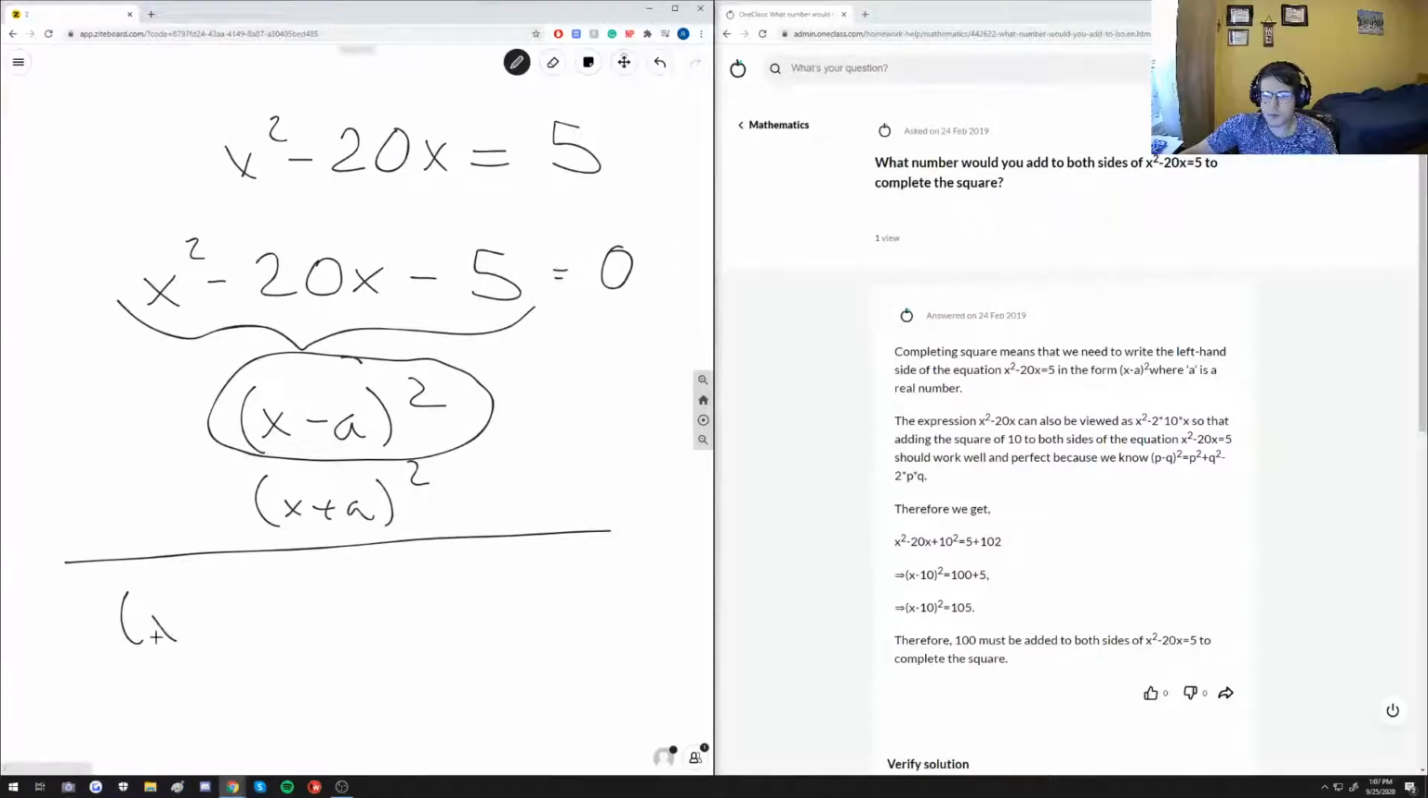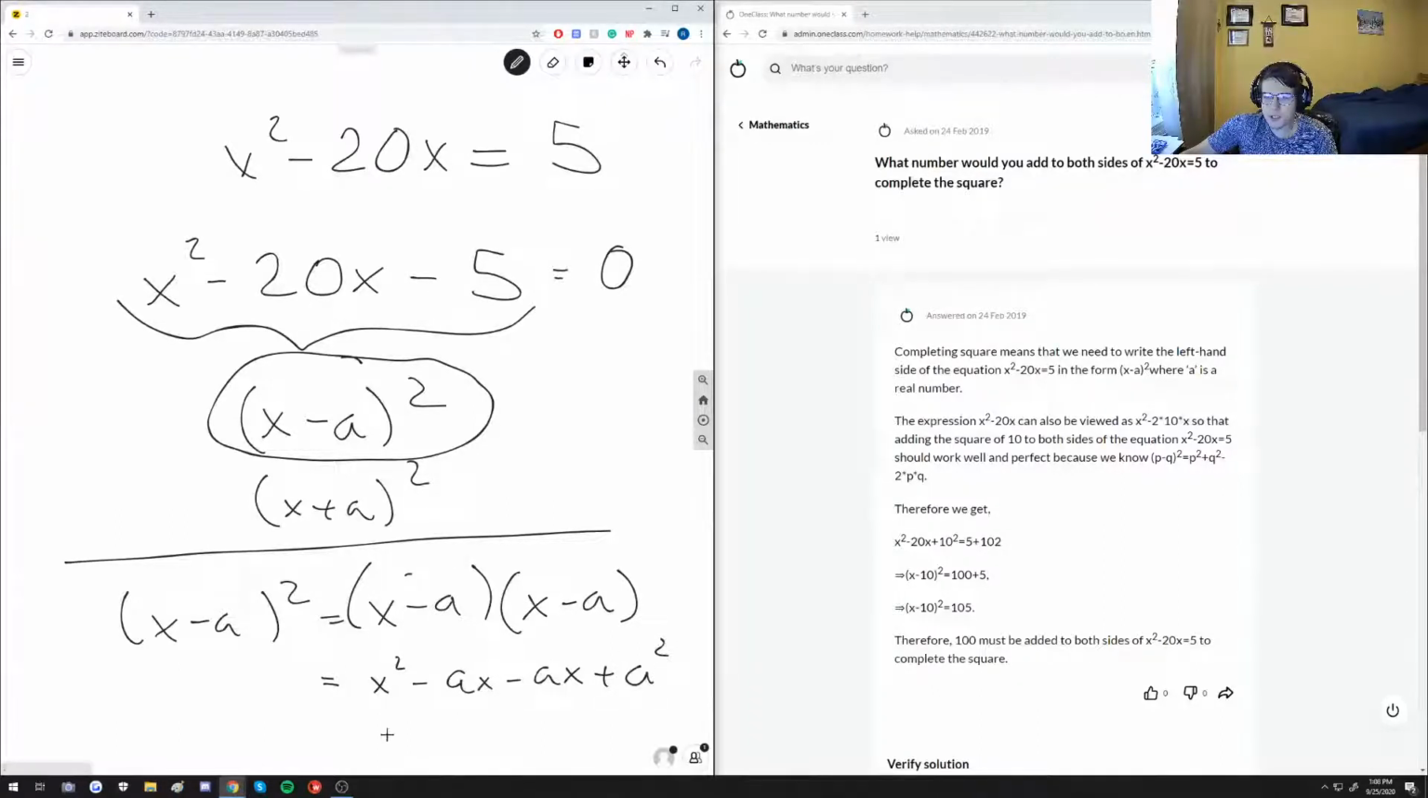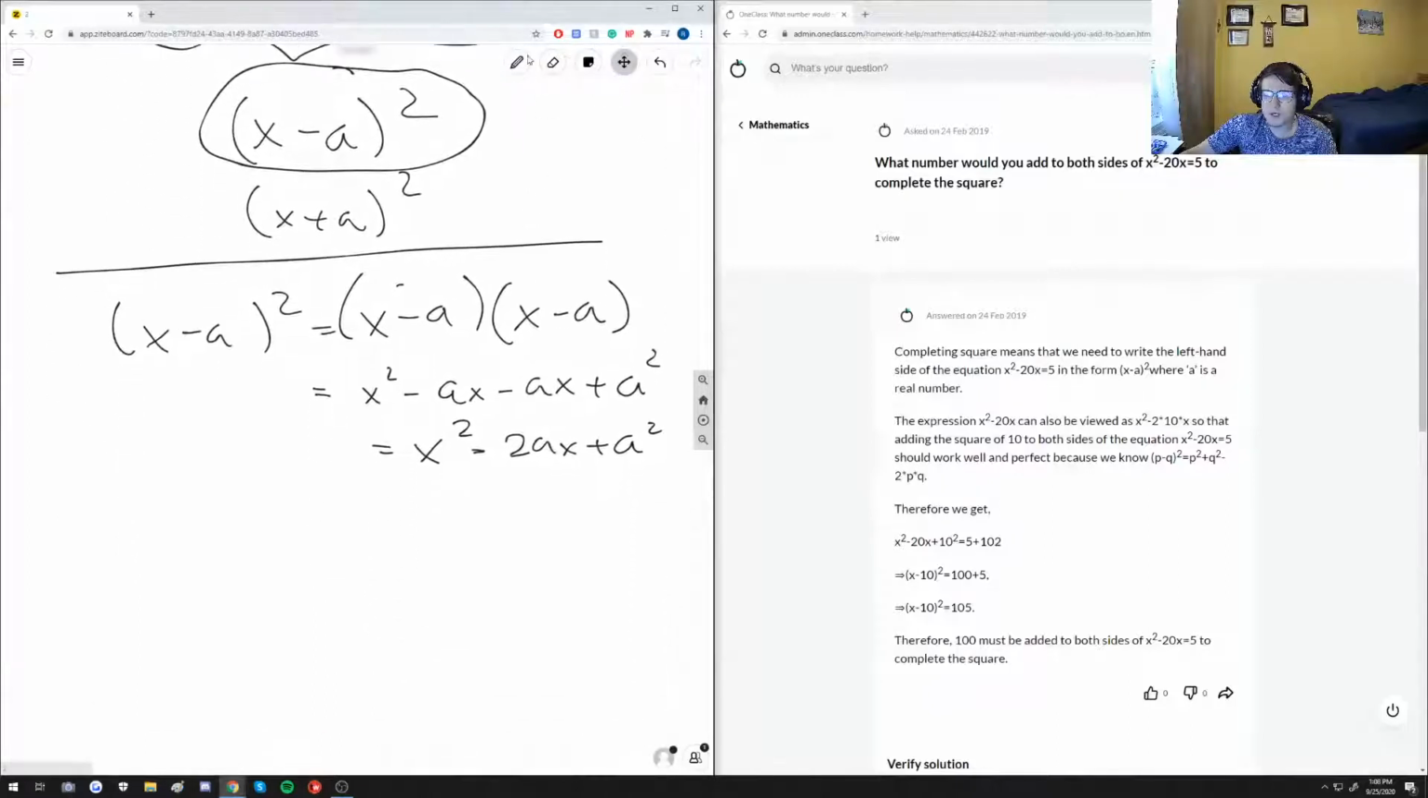If we expand out what x minus a squared actually is, let's write this as a product, like so. Then we can FOIL these together, and we get x squared minus ax minus ax plus a squared. We write this as x squared minus 2ax plus a squared. Alright? So having this, we can now compare it to the quadratic equation we have: x squared minus 20x minus 5 equals 0.